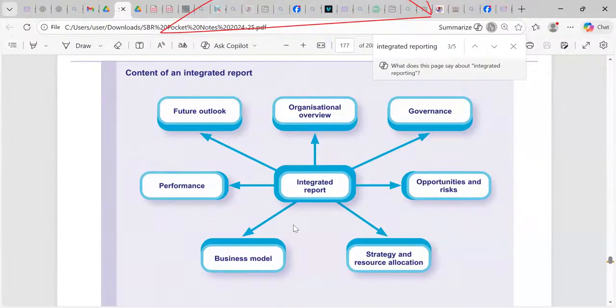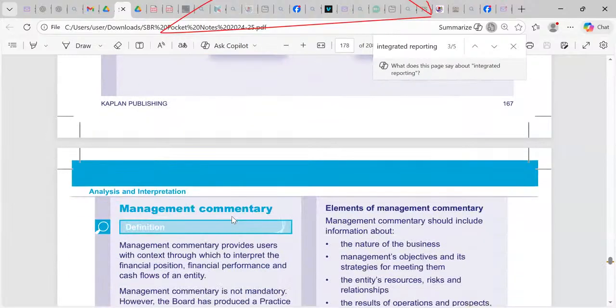Then business model: how are we raising our money outside here? Then we have what we call performance. So now come and give us the performance, the income statement, etc. How did you perform last year? When you take all these components and put them together, you'll be able to get what we call an integrated report.